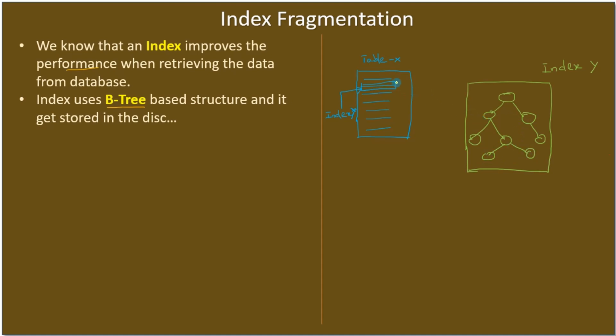So if you see here, the table data is stored in a separate paging file. Let's state that this is page 1. There is one more page called page 2, and the index structure will get stored in a separate page. So that's what here we are stating. Index uses B-tree based structure and it gets stored in the disk. Just like how table data is stored, the same way these structural data also get stored in the disk.